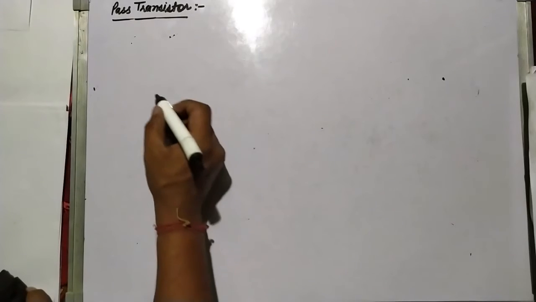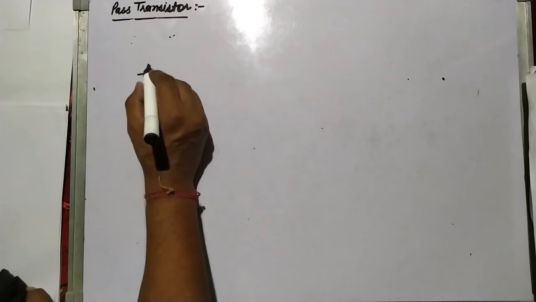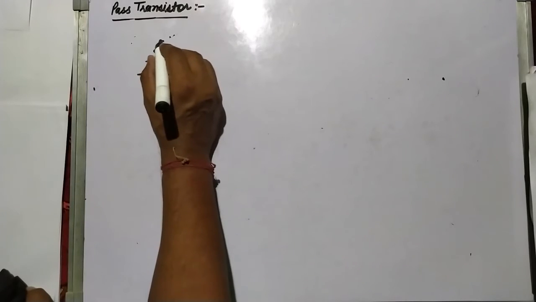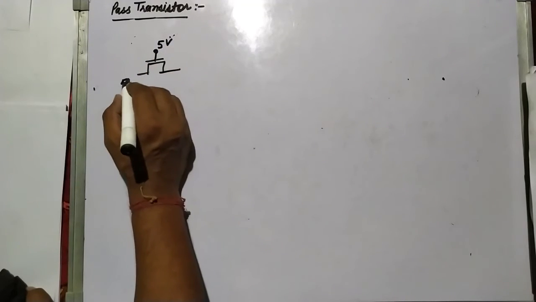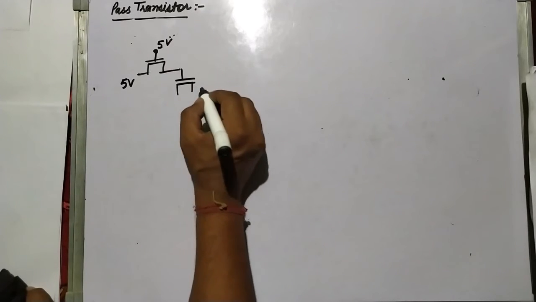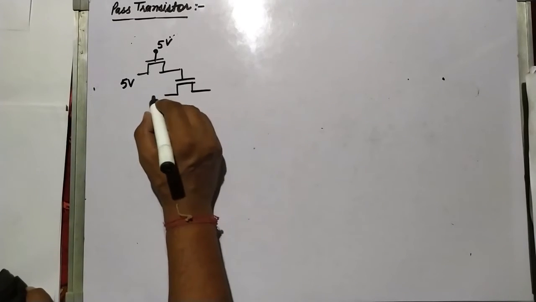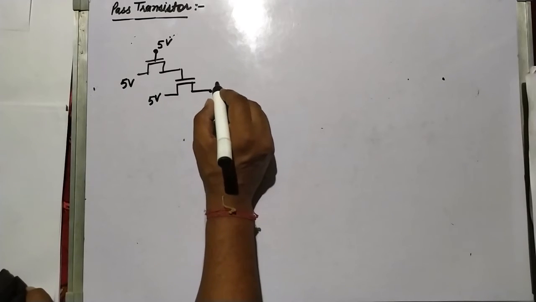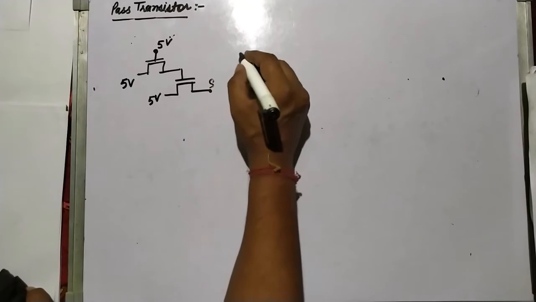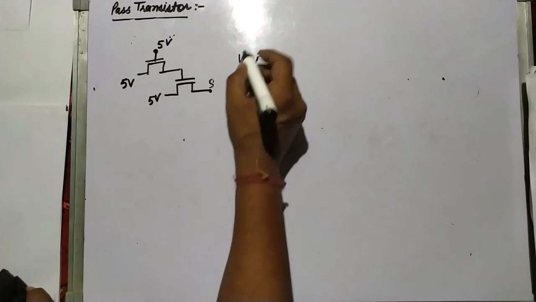Now take some more examples. This is VDD, I am giving 5 volt here, and on this side 5 volt I am giving, and this is controlling another NMOS, and there it is 5 volt. I have to calculate the voltage on this terminal, the voltage at terminal S.